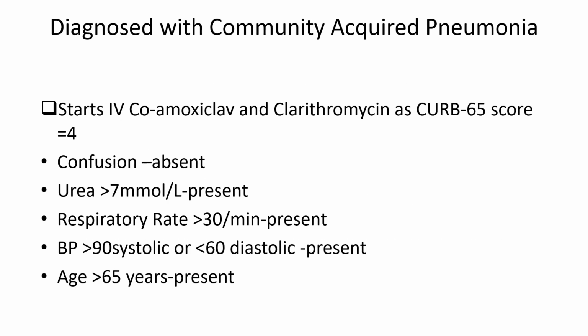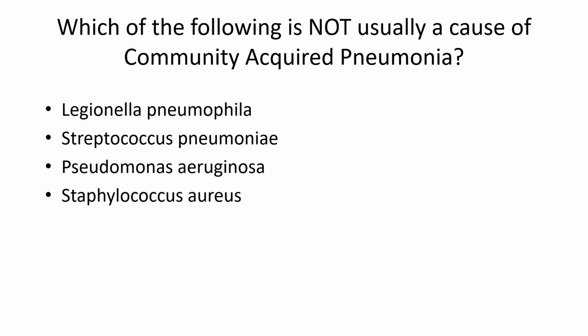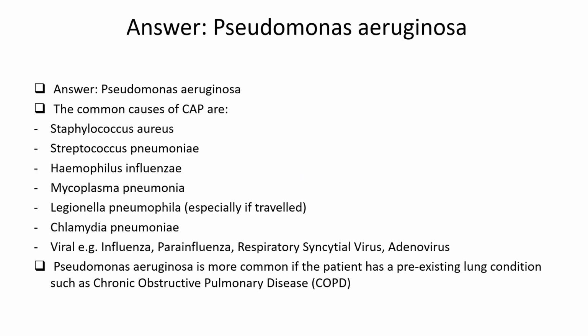Start with IV co-amoxiclav and clarithromycin, as the CURB-65 score was 4. CURB-65 score refers to confusion, urea levels, respiratory rate, blood pressure, and age. Now, what is not a cause of community acquired pneumonia from these organisms? The answer is Pseudomonas. Pseudomonas is actually a cause of healthcare associated pneumonia, not community acquired pneumonia. Other causes are Staph aureus, Streptococcus, Haemophilus, Mycoplasma, Chlamydia, Legionella, and other viral causes.